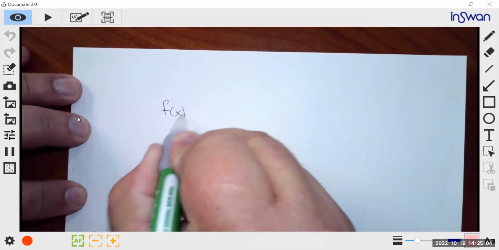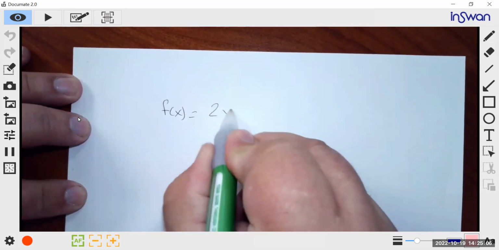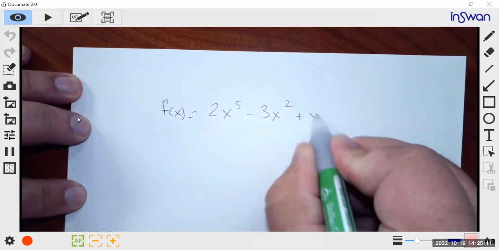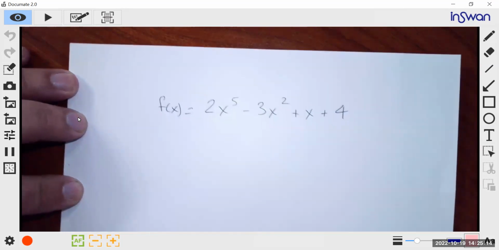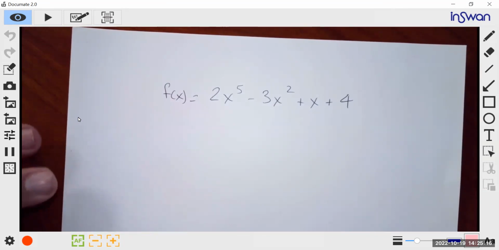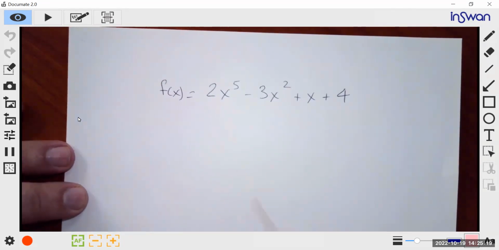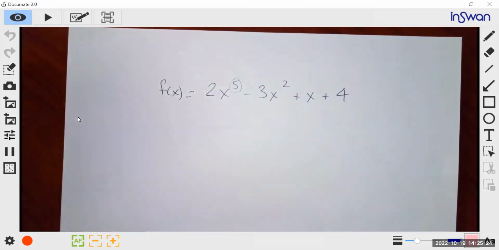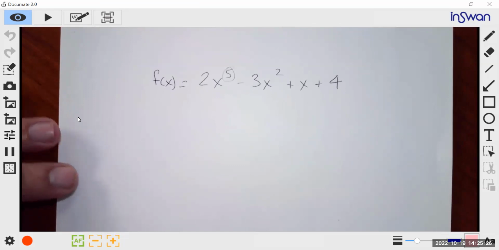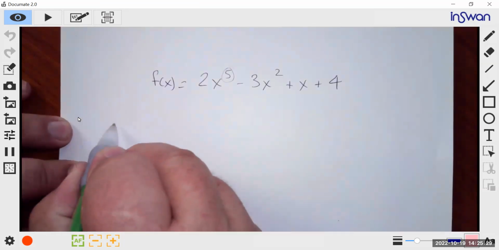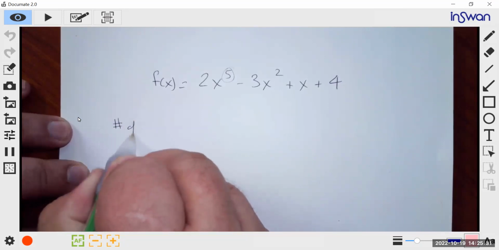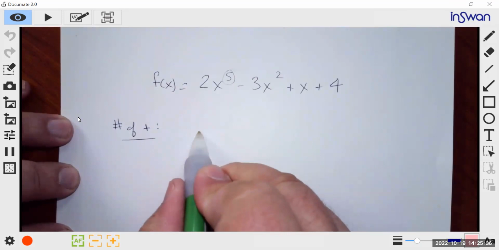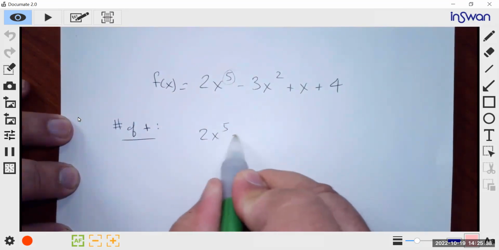Let's pretend we have a polynomial of 2x to the 5th minus 3x squared plus x plus 4. What this says is we're going to have at most 5 answers, because some of the answers could be multiplicities of each other. Number of positive answers: look at our original equation.